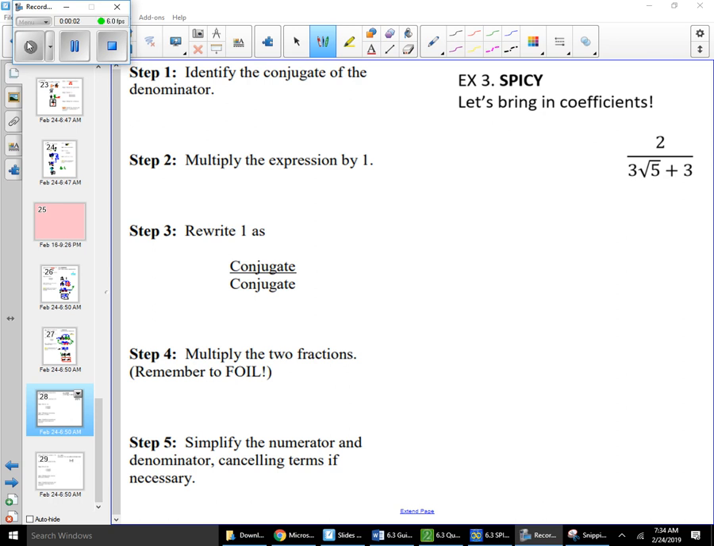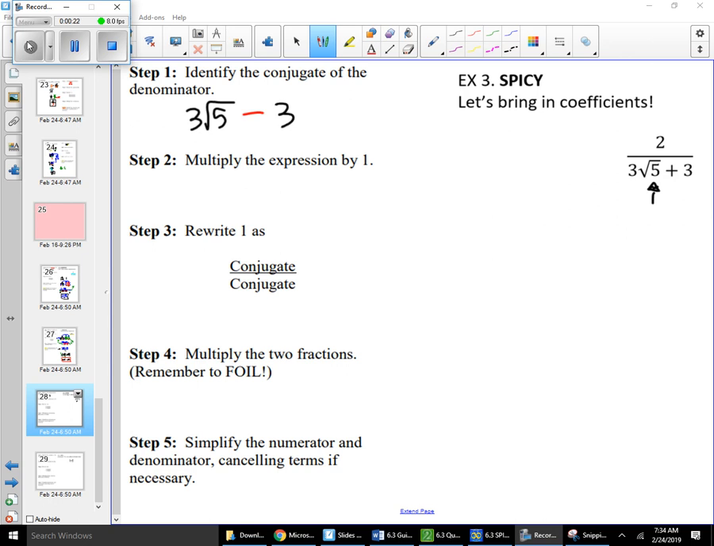Let's bring in a coefficient. Notice I have a radical in the denominator, the square root of 5. So we know we have an issue that needs to be addressed here. The conjugate of 3 root 5 plus 3 is going to be 3 root 5 minus 3. That second term changing signs.